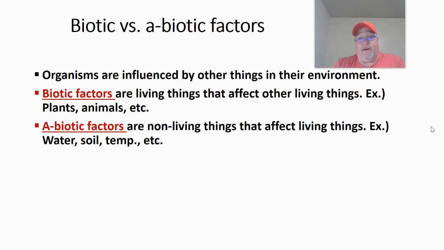Abiotic factors are non-living things that have an impact or an effect on living things. For example, the temperature of water, that has an impact on the living things that live in the water, right? If the temperature gets too warm, then that can have an impact on life. Soil is an abiotic factor. Temperature, water, wind is an abiotic factor. Anything that's not living that can affect living things is an abiotic factor.